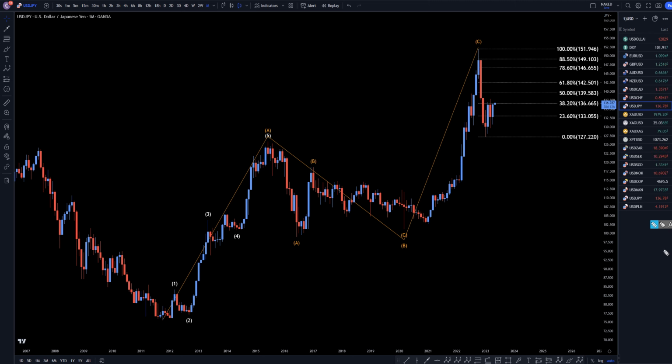Today is Monday, May 1st, and I'm going to be analyzing the US dollar yen starting on the monthly, working my way down to the 1 hour time frame.